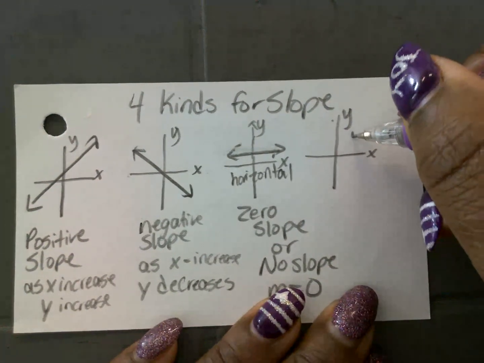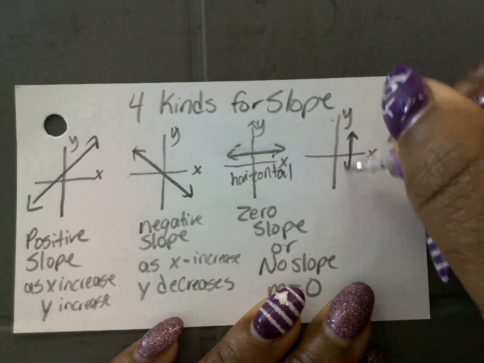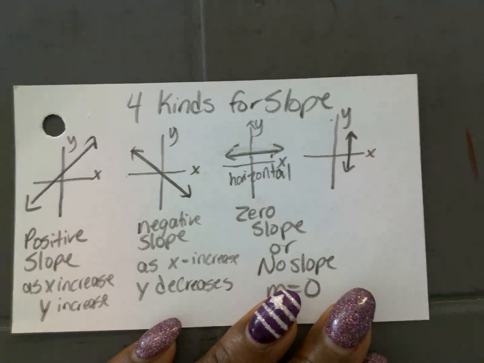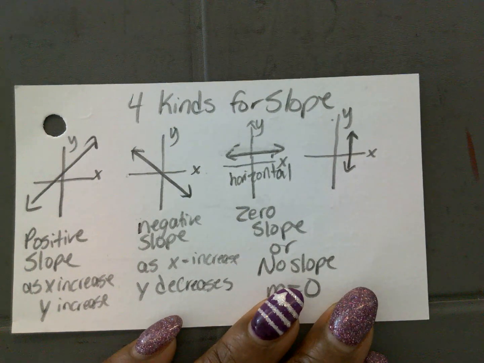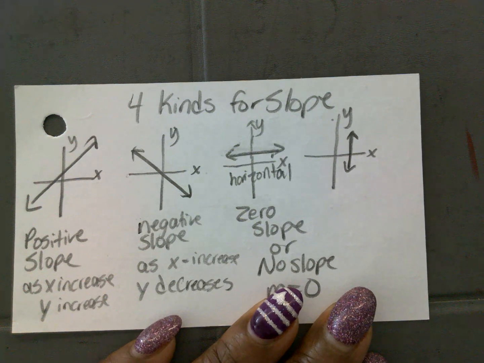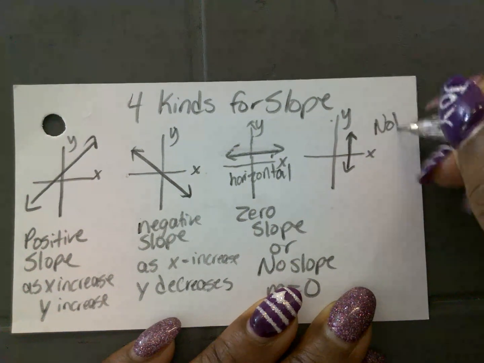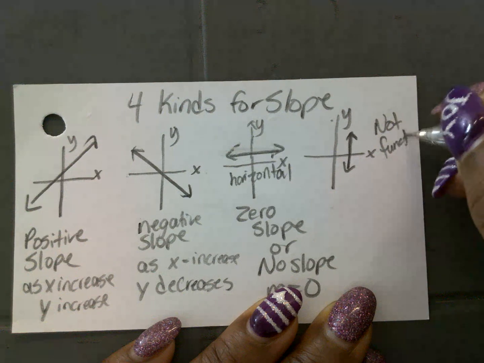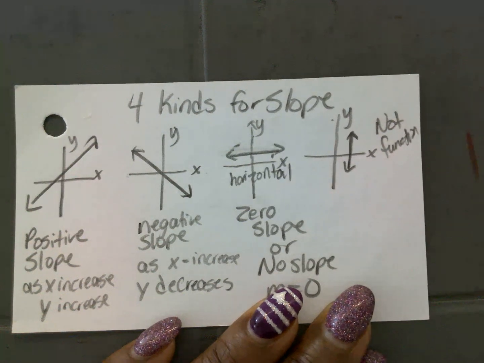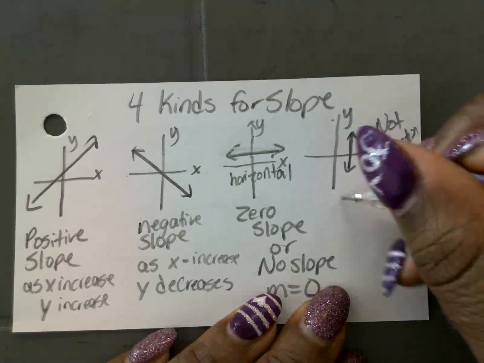Now let's do vertical line, straight up and down. First of all, this is not a function. That's the only linear equation that is not a function. So would that be like undefined? Right? This is undefined slope. Very good.